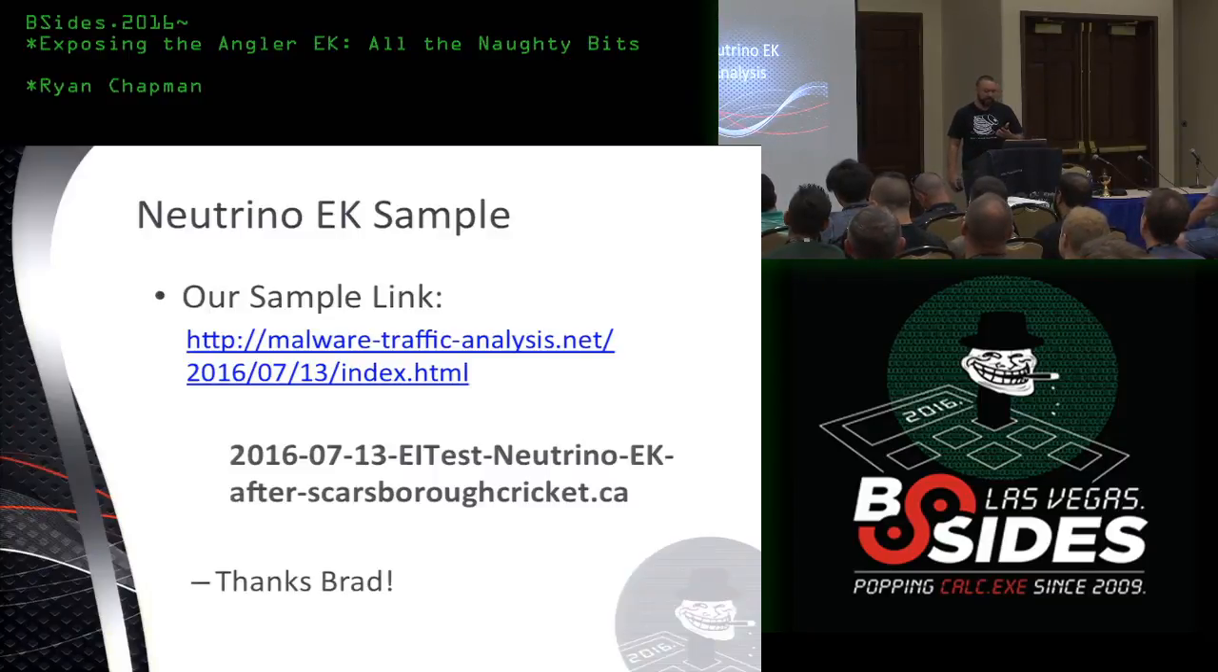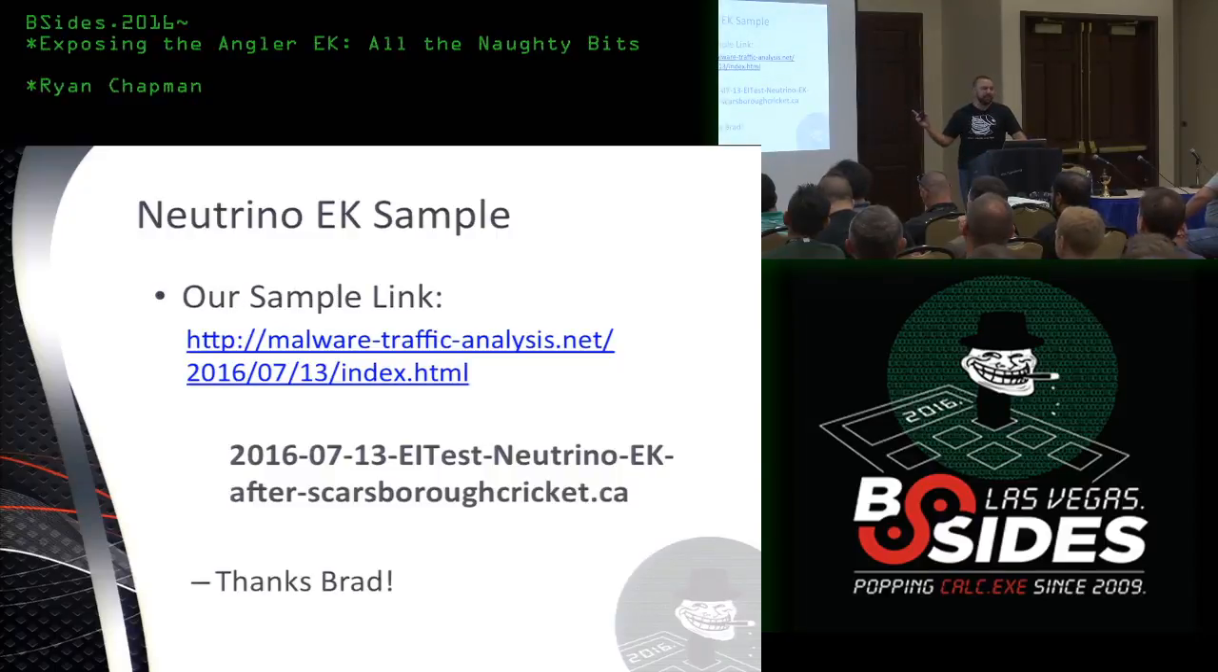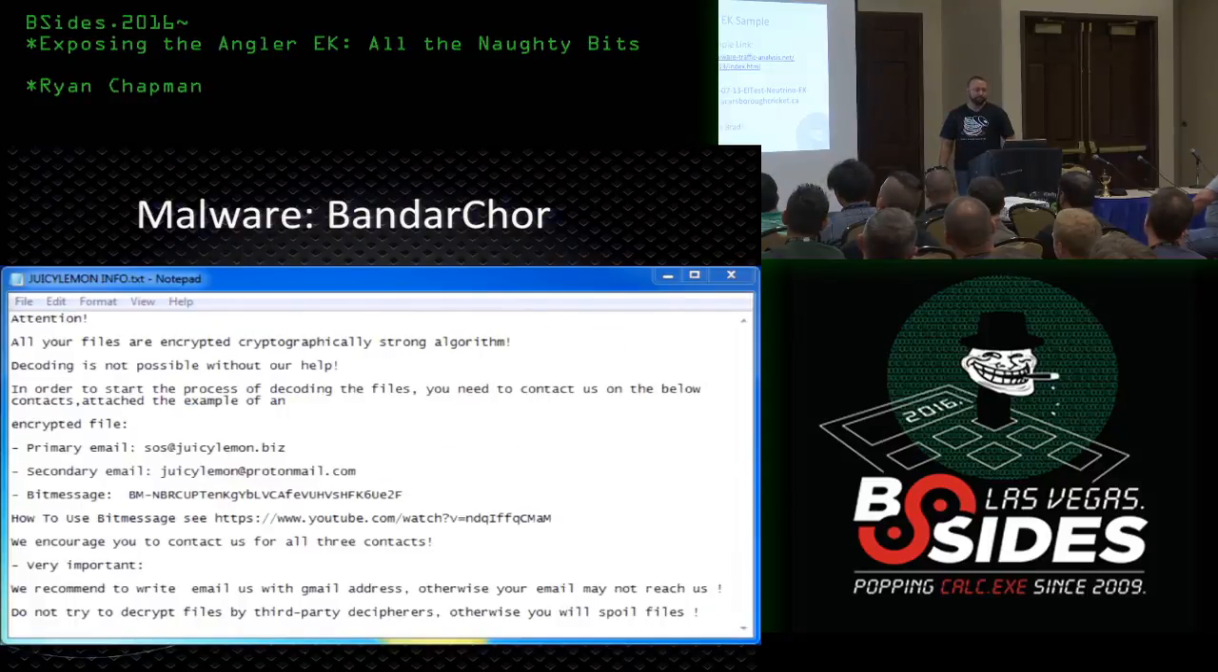Our sample came from Malware Traffic Analysis. The original website was scarsborocricket.ca. It was a site that had injected code in it. This came from Brad's site. If you check out that link, and I'll put references online later, I have them all compiled, it actually leads to a dump, and in the dump there are like 5 or 6 samples. There's one EI test in that dump, and that's what we're looking for.